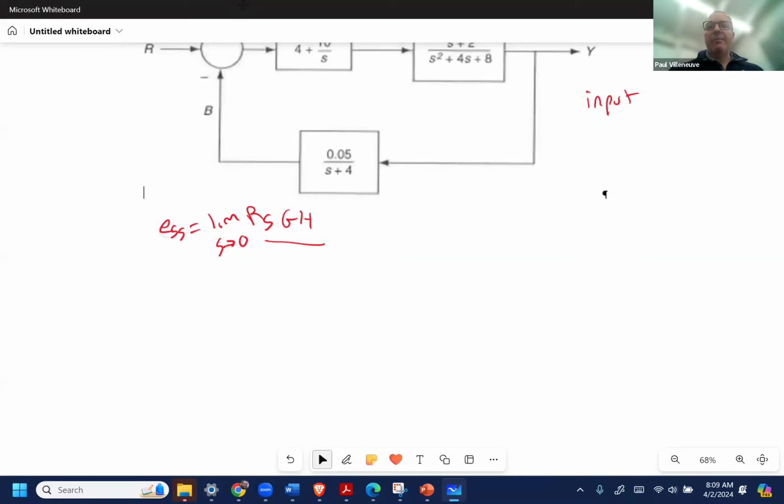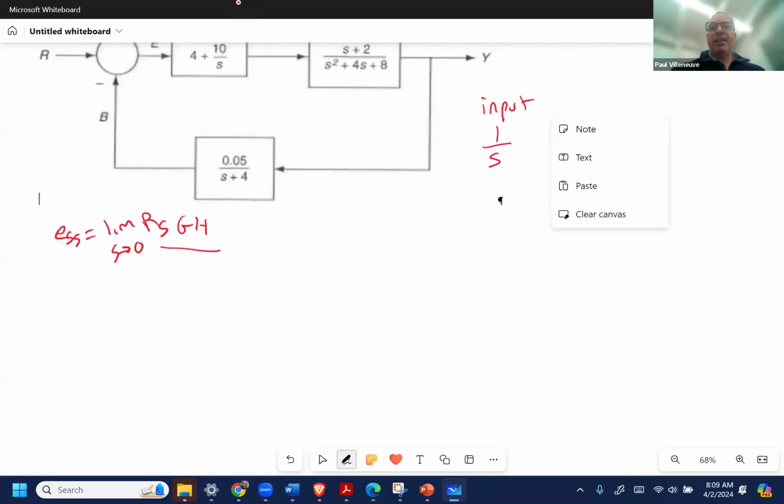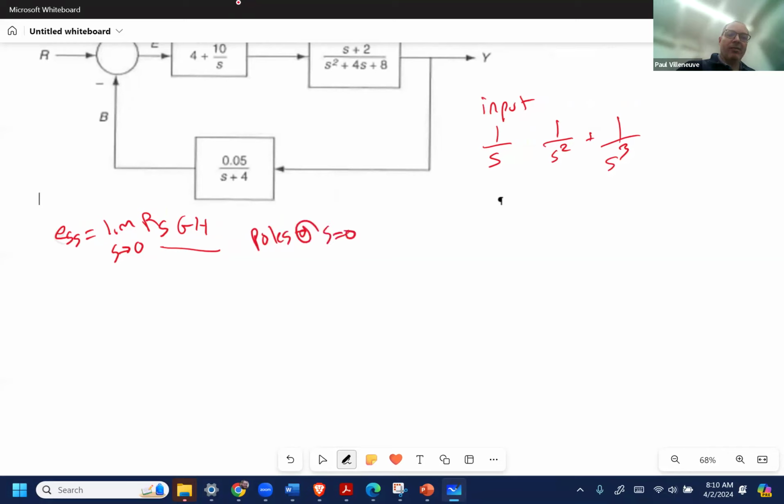So we have to go type 1 system, type 2 system, type 3 system, et cetera, because the input is where it has an impact on us. The input is going to be a unit step, a unit ramp, or a parabolic. And what happens is the type system, which is the number of poles at S equals 0, is the system type.